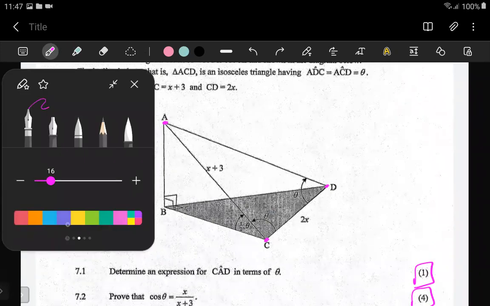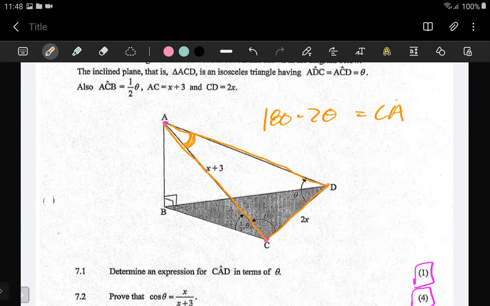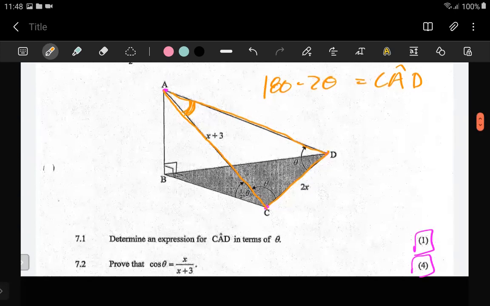CAD is this angle up here. And then we're dealing with this triangle here. So keeping that in mind, what do you think we can do for 1 mark to get that angle in terms of theta? Yeah, everything adds up to 180. So 180 minus 2 theta is what CAD is equal to. So that is simple. With the next one though.